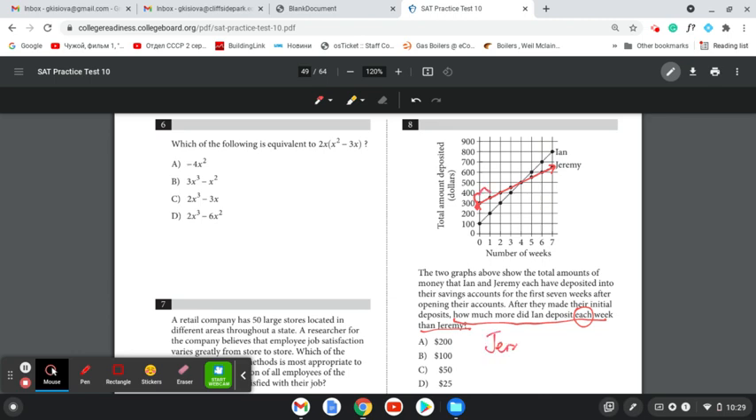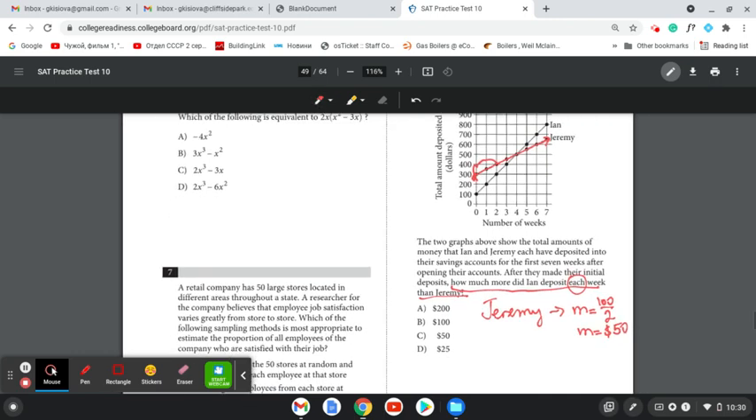So Jeremy deposits $100 a week, like in the beginning. Oops, sorry, my bad. It's not 100. It's 100 for 2 weeks, right? So Jeremy is up 100 over 2. Jeremy deposits $50 every week.